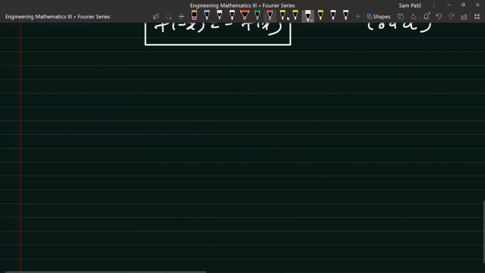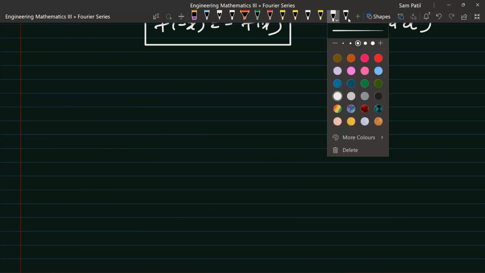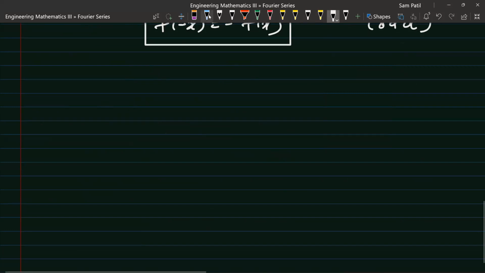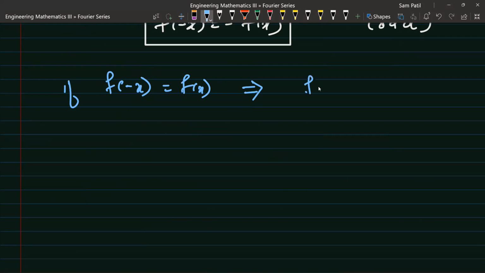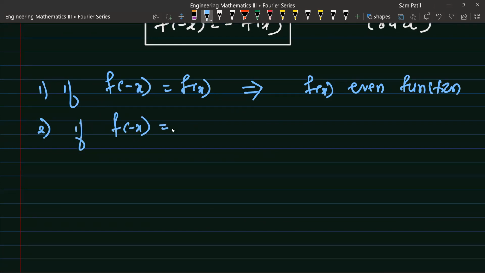So the basic definitions are: if f(−x) is equal to f(x), then f(x) is an even function. And the second concept is: if f(−x) is the same as −f(x), then f(x) is an odd function.